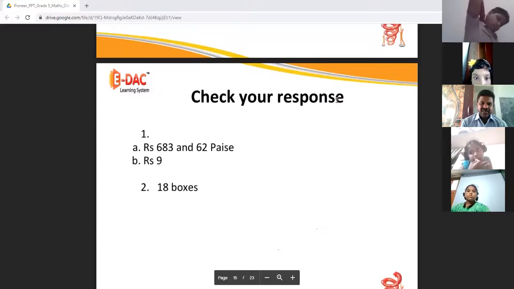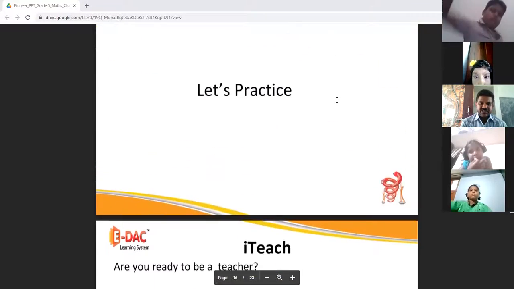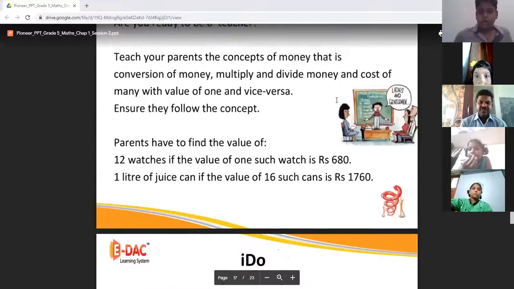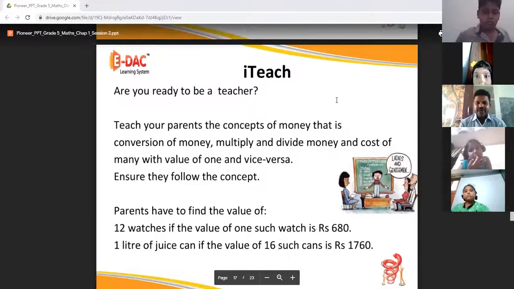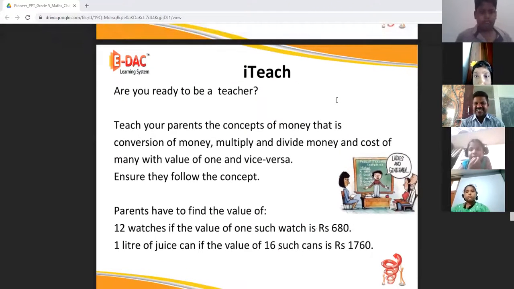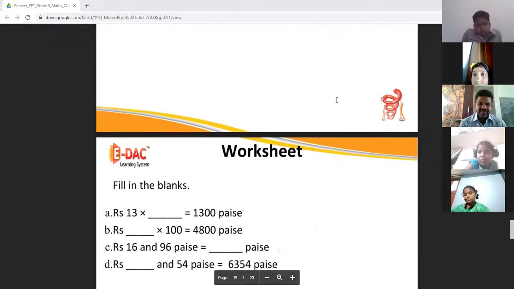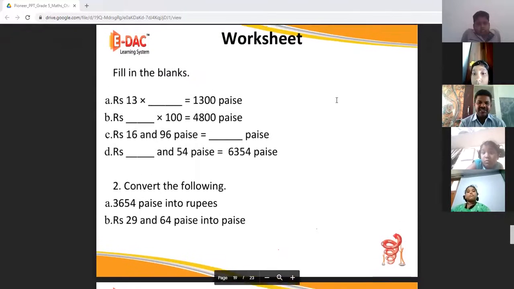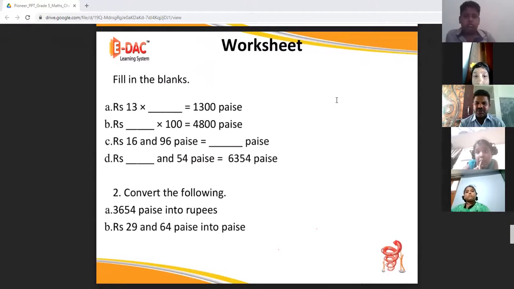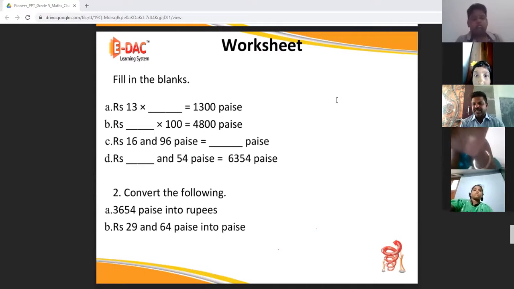Next, and this is one check. Next, let us practice. So how many of you are ready to be a teacher? Yes, how many are ready to be a teacher? You just explain whatever topic you learned today to your parent, right? So this is the worksheet. Yesterday also I gave a worksheet to you, and take one screenshot of this worksheet.